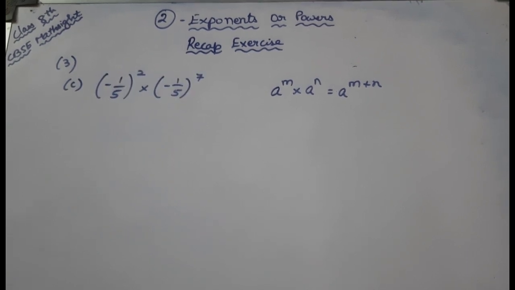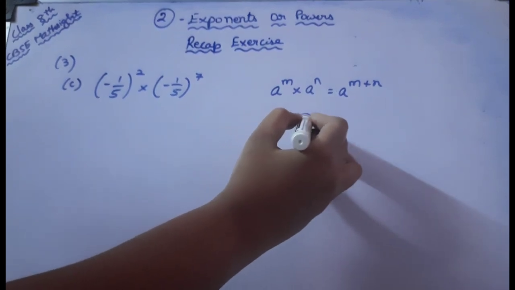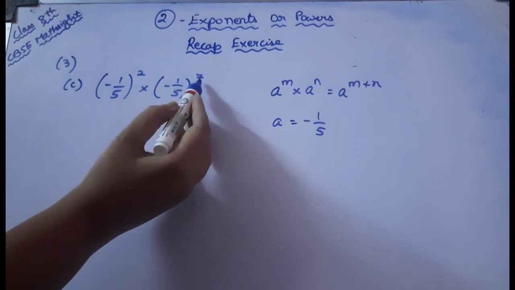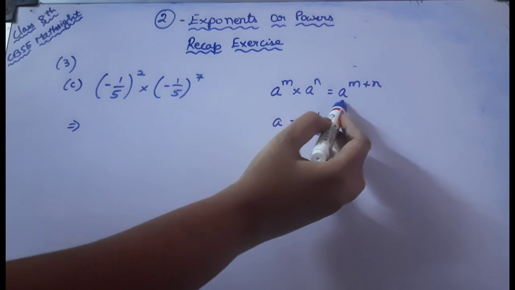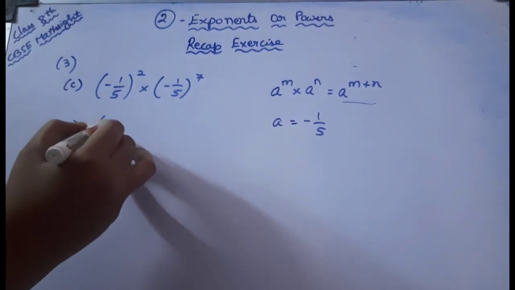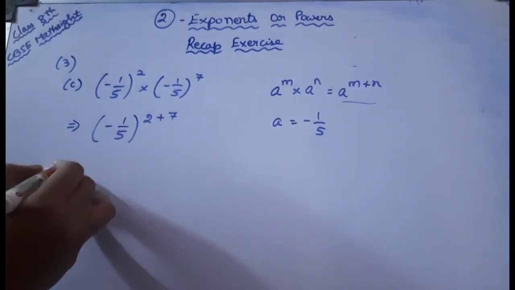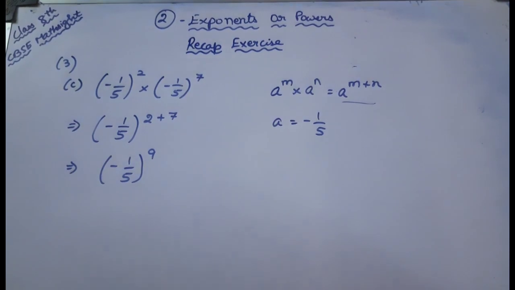We are going to see the next sum. Minus 1 by 5 to the power of 2 into minus 1 by 5 to the power of 7. So here also it again applies the same rule where a equal to minus 1 by 5 and the power m is equal to 2 and n is equal to 7. So we can again use the same rule a power m plus n. So minus 1 by 5 to the power of 2 plus 7, which is nothing but minus 1 by 5 to the power of 9.